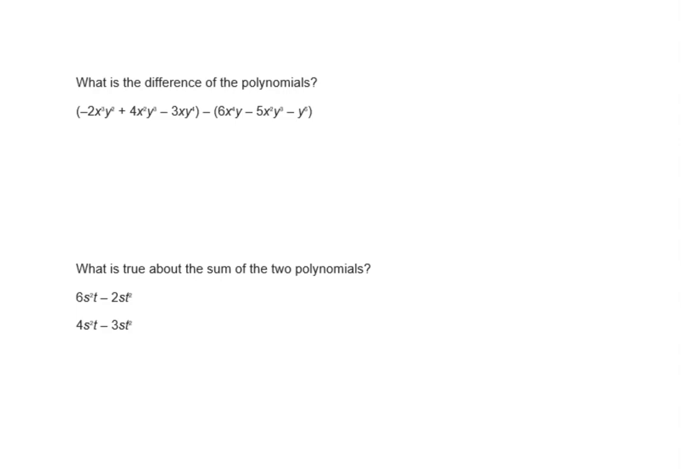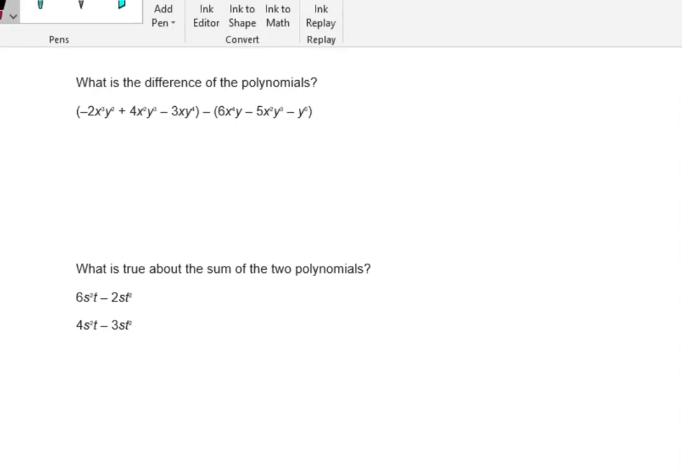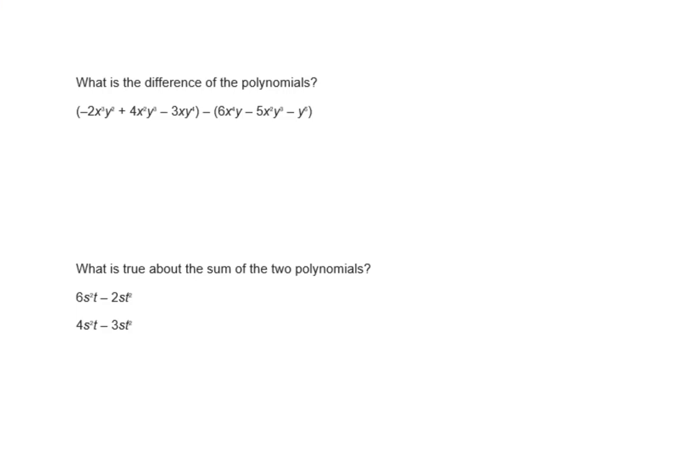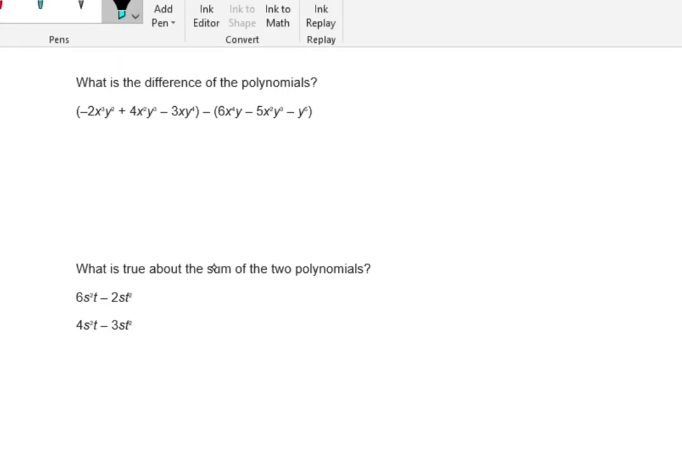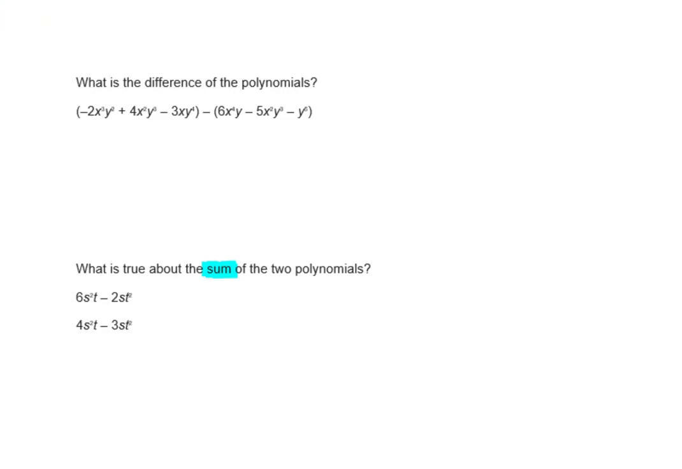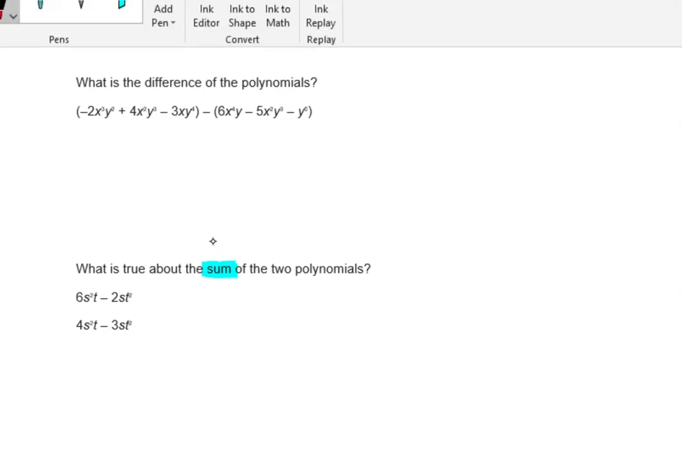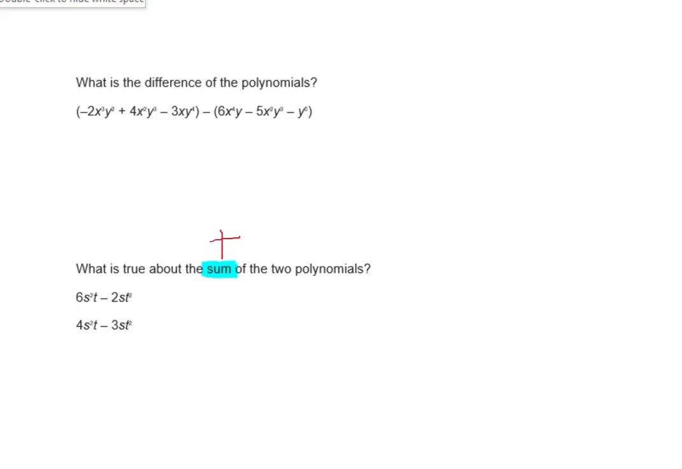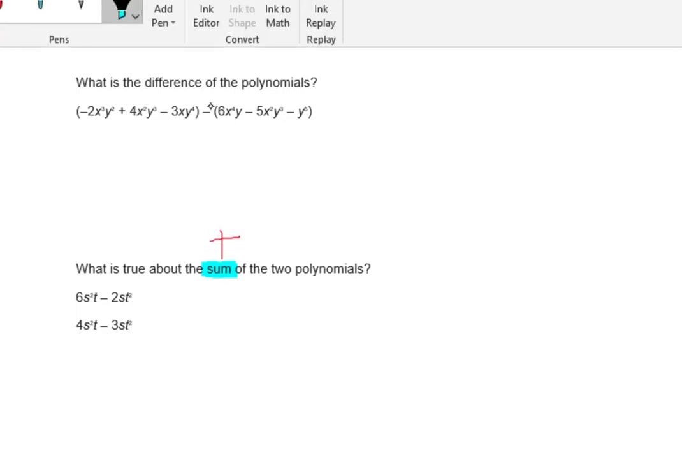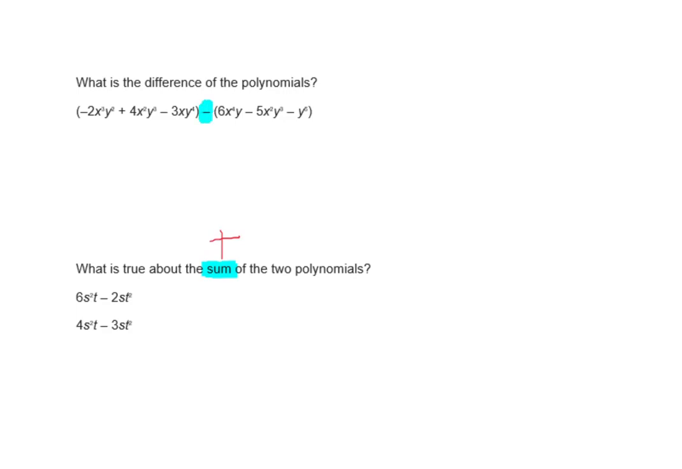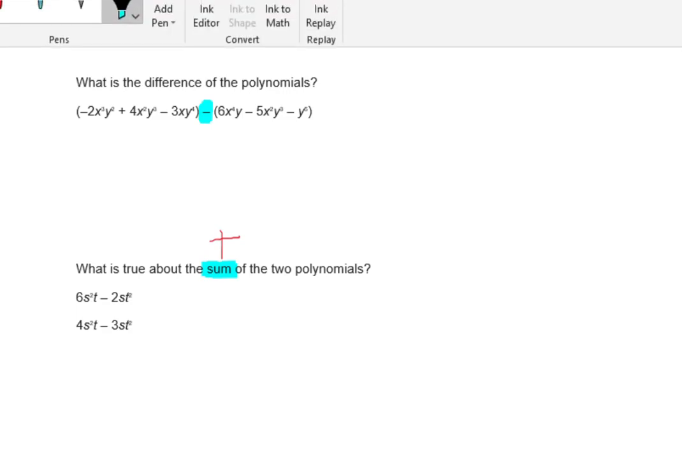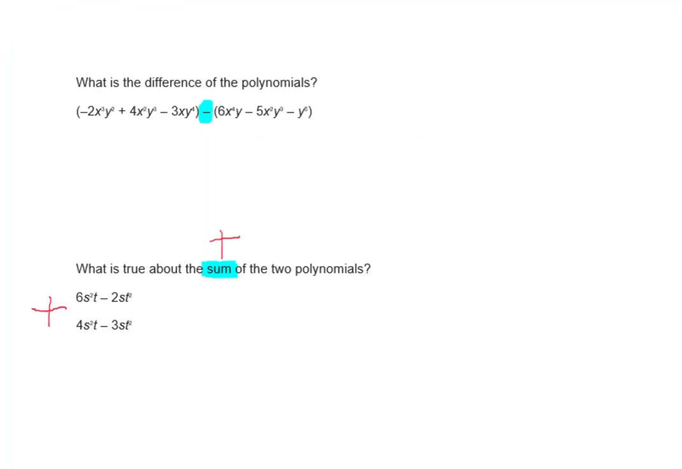Adding and subtracting polynomials. So here we have two questions in front of us. The first one is an addition problem because the word sum means add. The second one is a subtraction problem, which is a little bit more challenging than addition. Let's do the addition problem first. What is the sum of the two polynomials, and what is true about that sum?